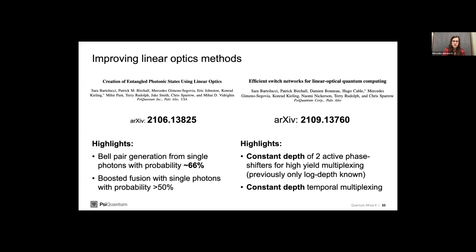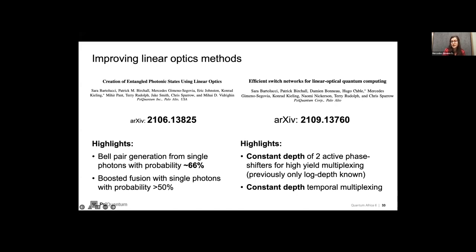And so here I wanted to simply mention a couple of papers that we have, where for a lot of the operations and methods that were known in the literature before, there are a lot of opportunities to improve them. For example, in terms of the creation of entangled states using linear optics, the previous best success probability of turning 4 single photons into a Bell state was 25%, and we found through a number of methods that you can boost it all the way up to 66%. As well as, for example, making the fusion: fusion usually works with about 50% probability, and you can use single photons to boost that probability to over 50%.